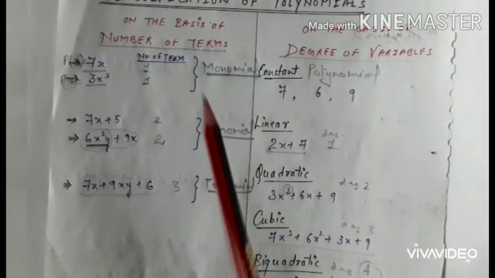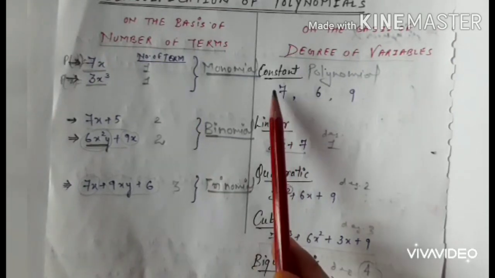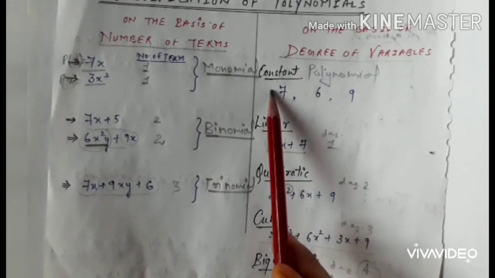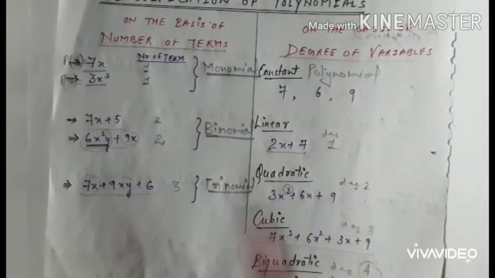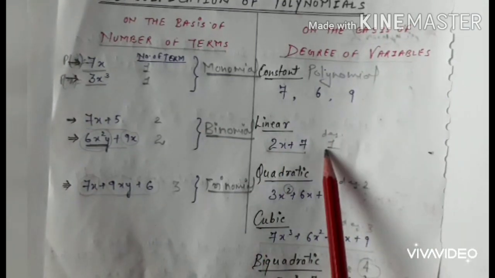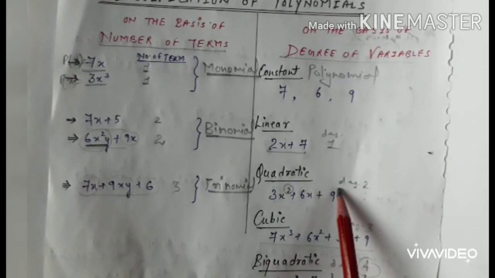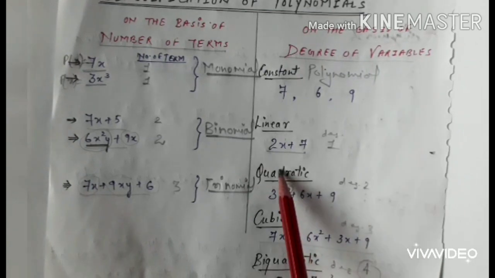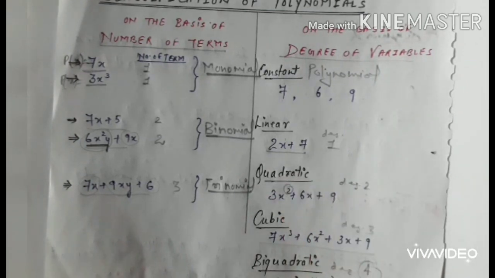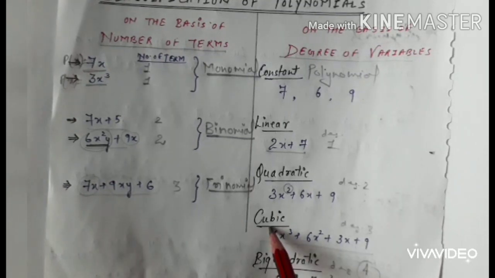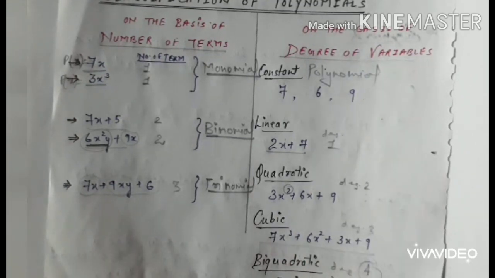When a polynomial contains only one constant term, it's called a constant polynomial. A polynomial of degree 1 is called a linear polynomial. A polynomial of degree 2 is called a quadratic polynomial. A polynomial of degree 3 is called a cubic polynomial. A polynomial of degree 4 is called a biquadratic.